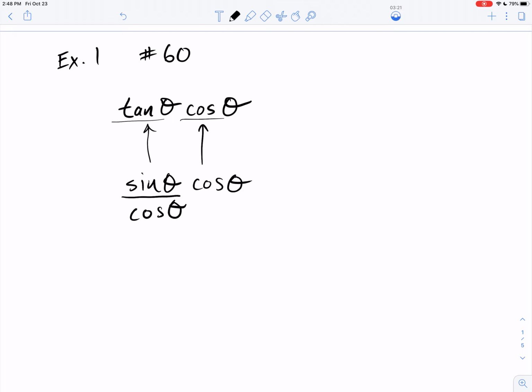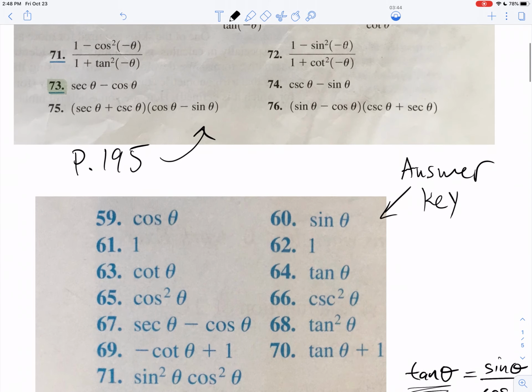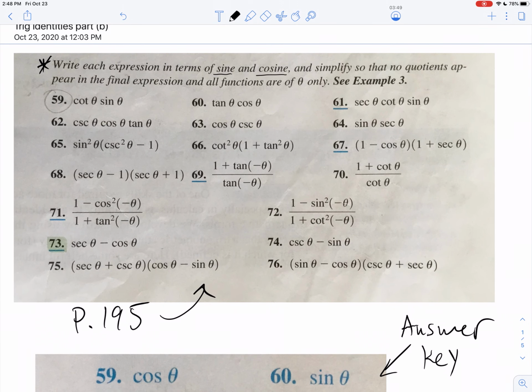And if it makes your brain feel a little better, you could do this. And then guess what? If I'm going to multiply two fractions and I have the same thing here as I do here, voila, I can cancel. So the cosines go away. I get sine theta over 1, or just plain old sine theta. So what do they want me to do? They want me to write, hang on, let me go up. They want me to write each expression in terms of sine and cosine and simplify so that no quotient appears in the final expression and all functions are theta only.